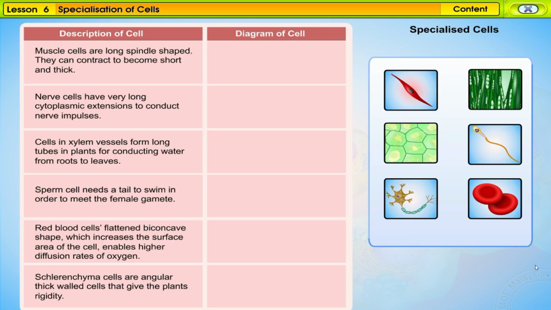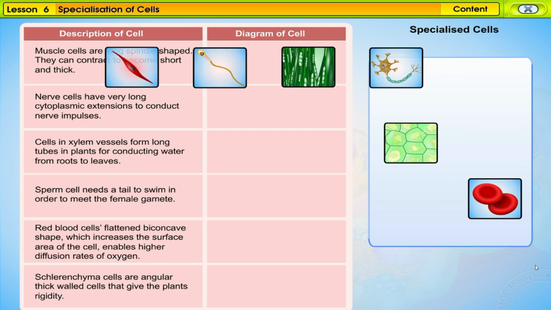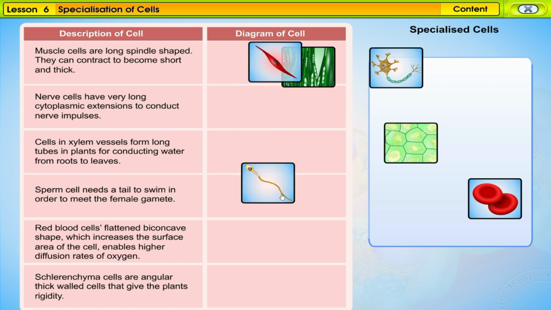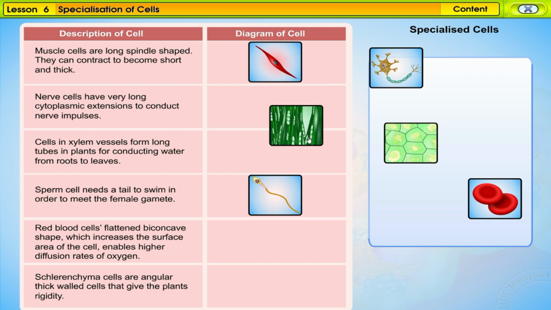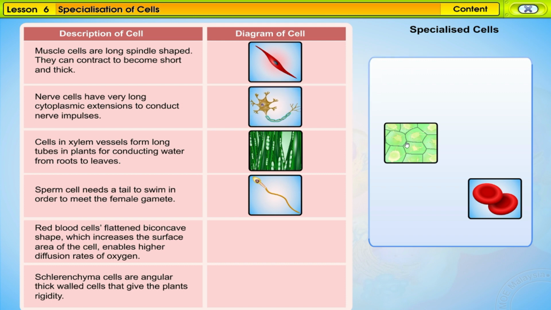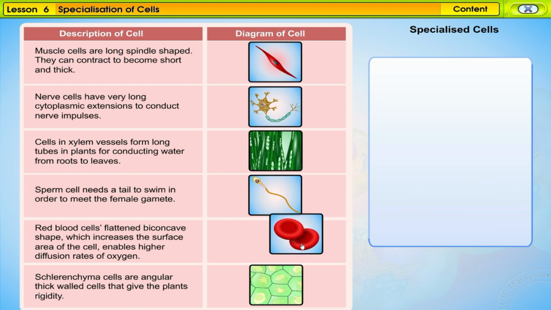Now that you know the necessity for cell specialization, let's look at some examples of specialized cells. Observe the shapes carefully and then drag and drop them to match the description of each type of cell. Well done.